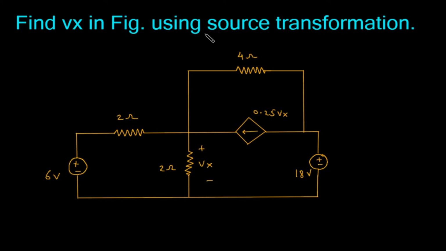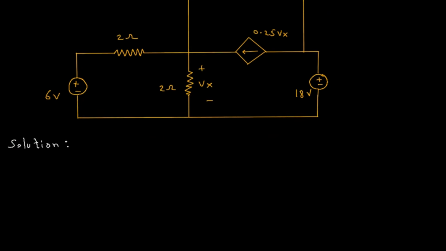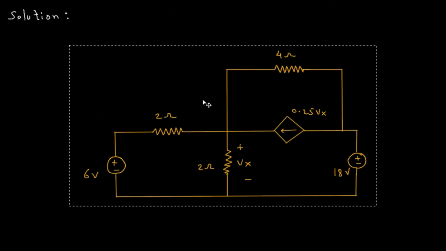Find Vx in the figure using source transformation. We have to find this Vx using source transformation. Solution. First we will redraw the circuit.